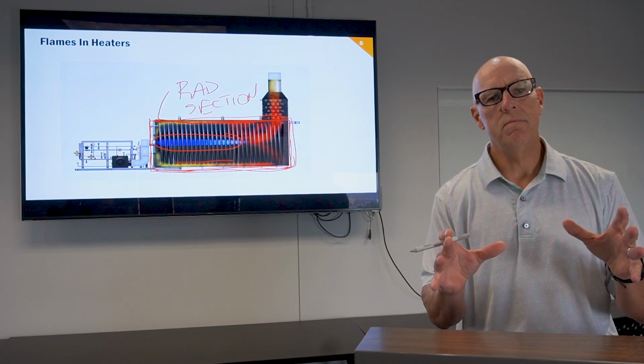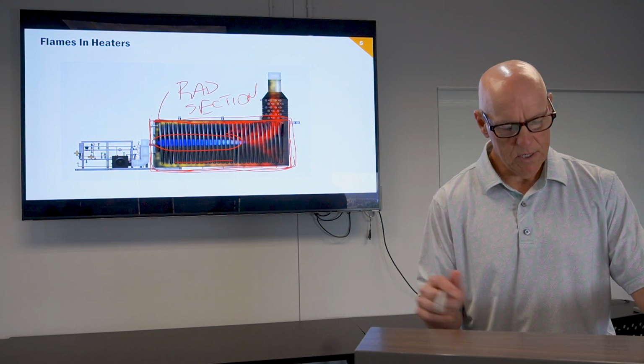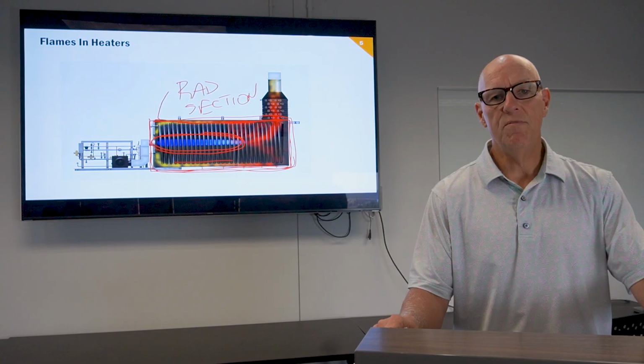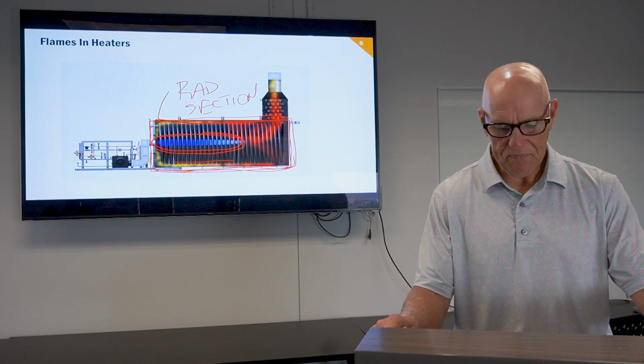If you're trying to put 10 pounds in a 5-pound bag, usually the bag will break. Same with heaters. If I try to constrain this flame in too tight of a confine, it will find its way to the tube and you'll have premature failure of that tube.